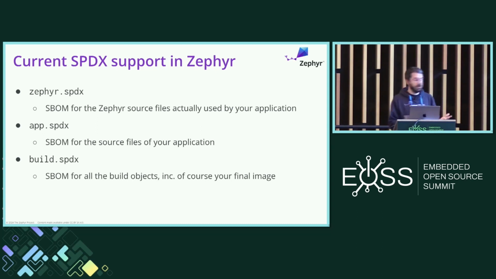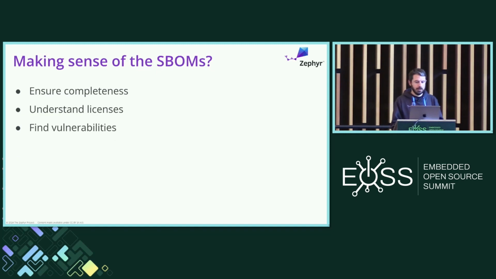The app.spdx does about the same, but for your actual main and your own application code. And then the build.spdx is more about the build artifacts, like the final ELF image, potentially the .a files and all the intermediary objects that were built, and again with all the dependencies, allowing you to track how such and such library or final image was obtained. And so that's what you can get for free in Zephyr.